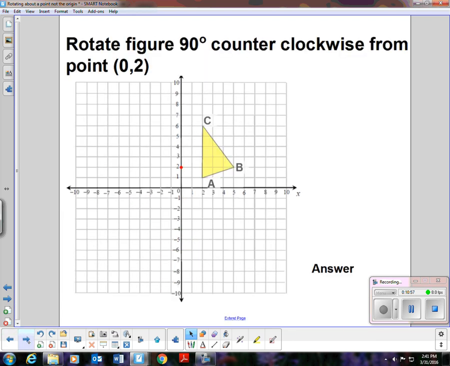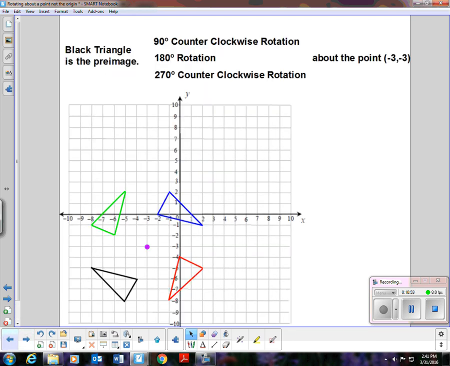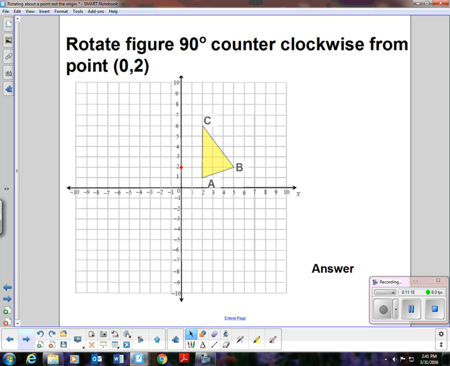All right. And so finally, there's the green one right here. This is the 270-degree rotation. This one was the 180-degree rotation. This was the 90-degree rotation. These were all about a point that's not the origin. The rules only work if you move it back to the origin, which doubles the number of steps you have to do in order to get it. Okay? So here's your practice problem.